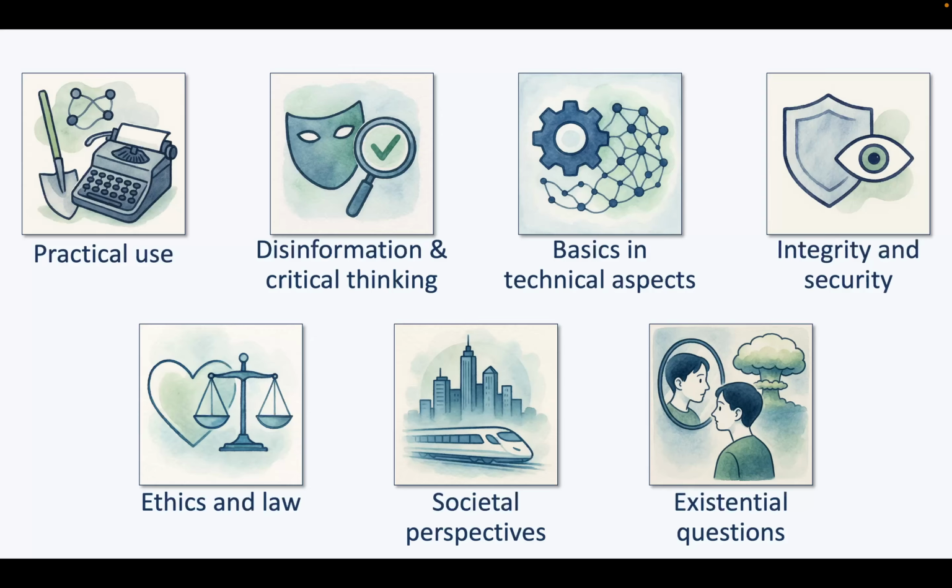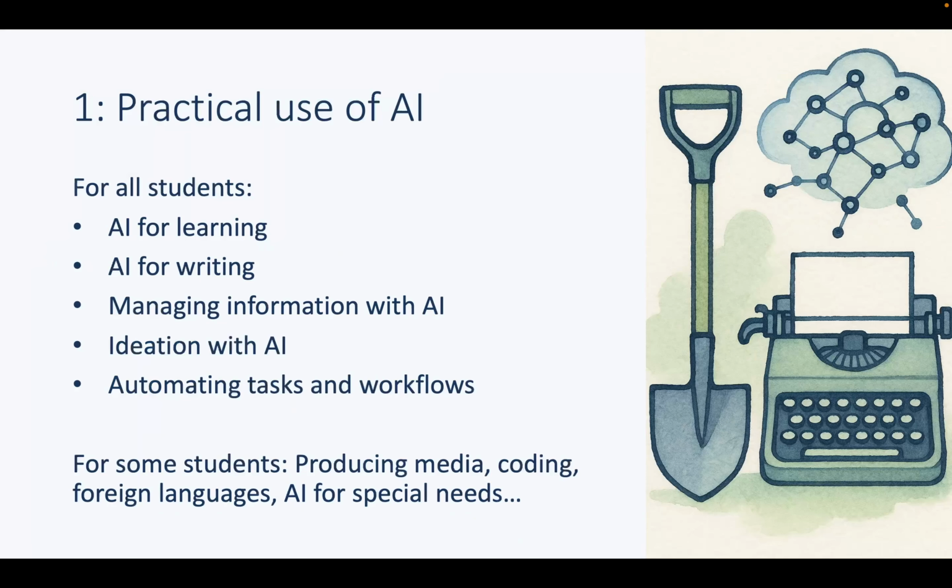All right, so a bit more. This is just an overview. I plan to make videos where I describe these in more detail later on. So, number 1, practical use of AI. Here we have some things that I think every student should learn. We have, and there are some videos on this, using AI for learning as a learning tool. We have AI for writing as well, managing information with AI, ideation and brainstorming with AI, and then a bit more complex but extremely useful, automating tasks and repetitive work with AI. This is something I think everyone should learn.